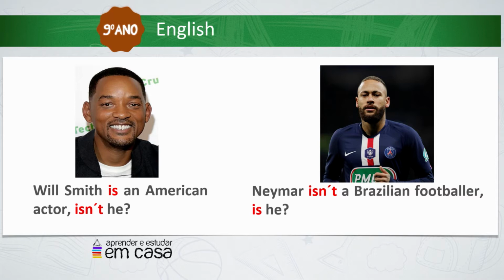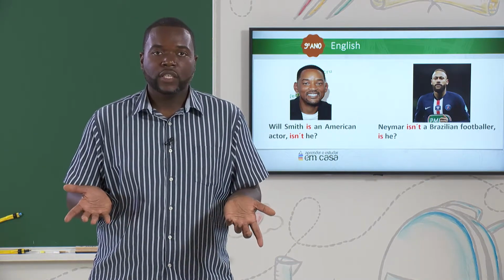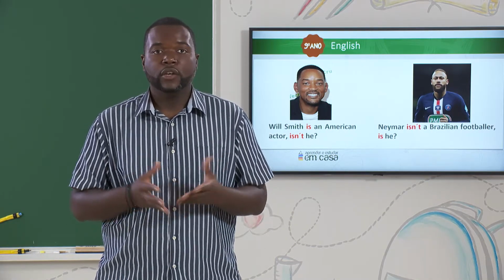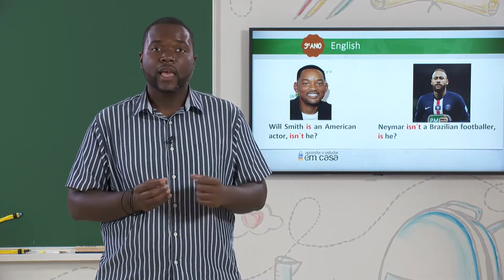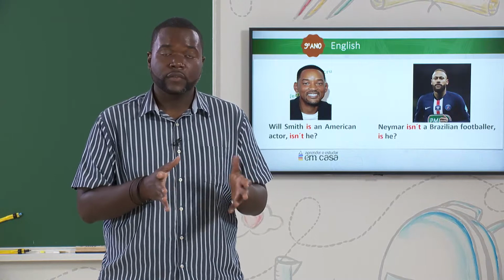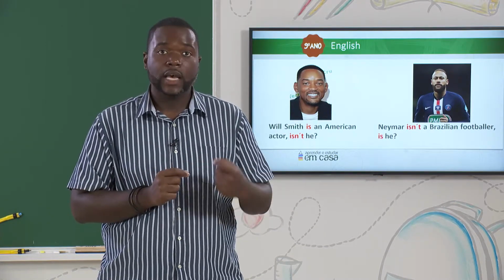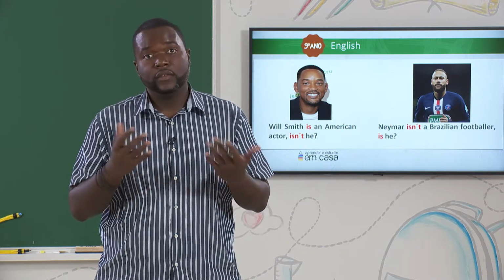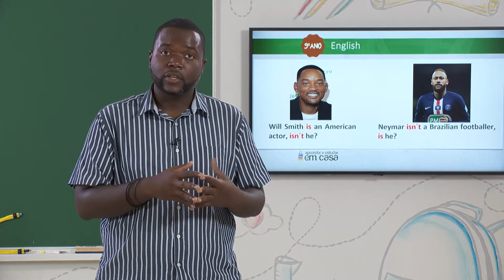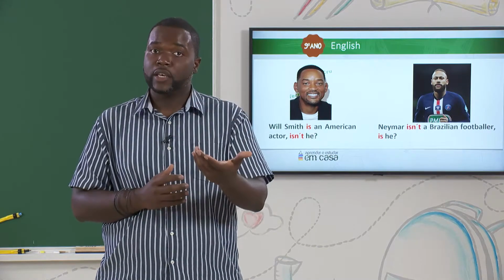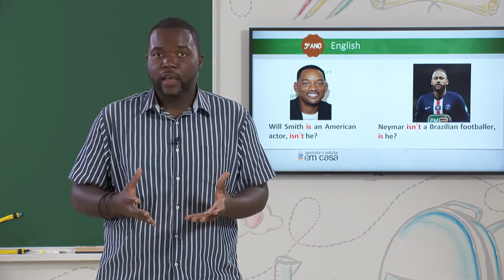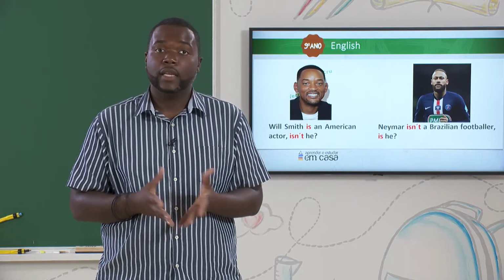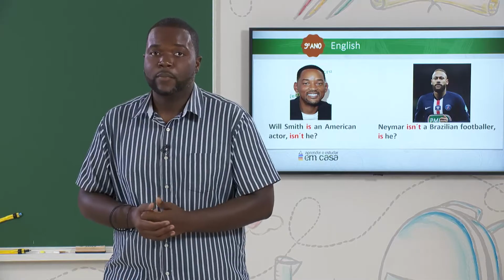In the first example, we have the actor, Will Smith. Will Smith is an American actor, isn't he? Students, what can you see with the first example? We are using the verb to be in the present, and the main clause is in the positive or in the affirmative. Will Smith is an American actor. We know that Will Smith is American and that he is an actor, but we are asking for confirmation from the other person. Isn't he? And because we are asking for confirmation, the confirmation has to be in the negative. Isn't. Let's see the next example.